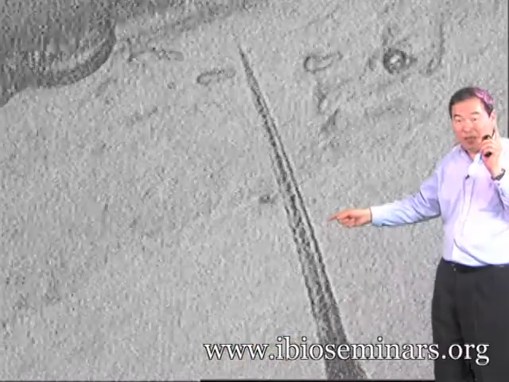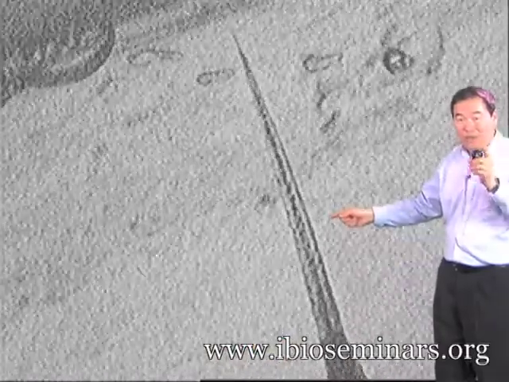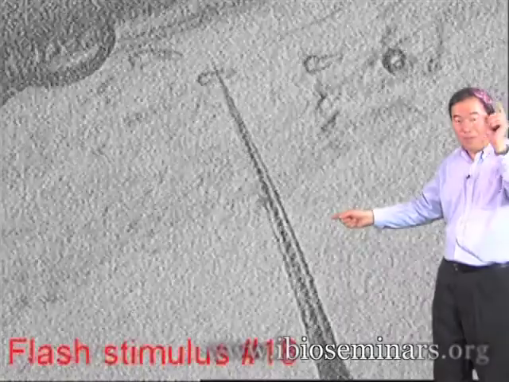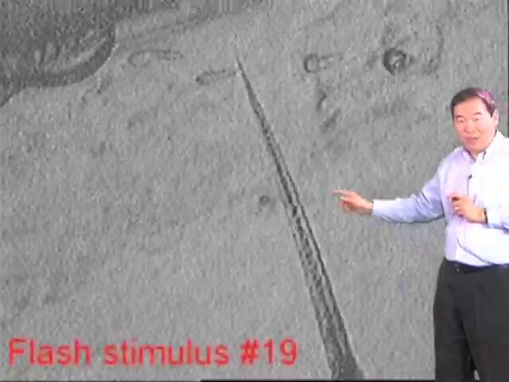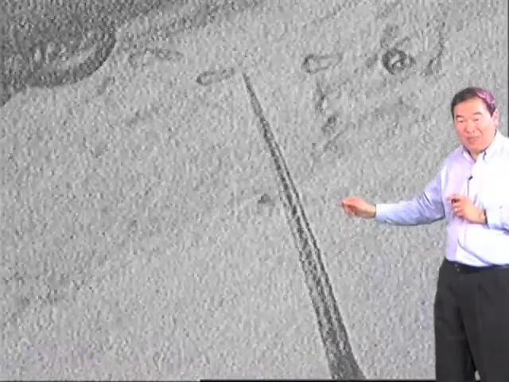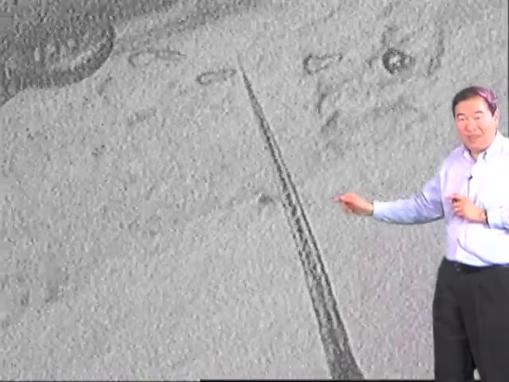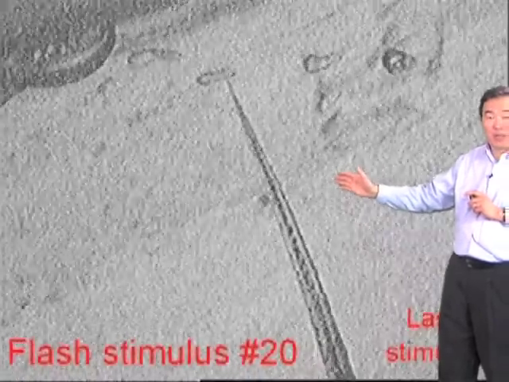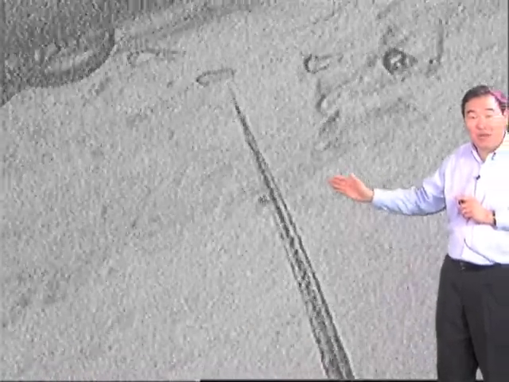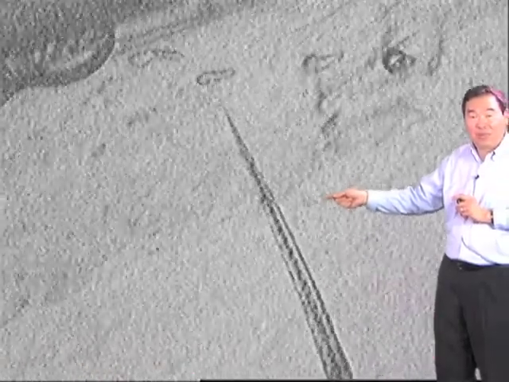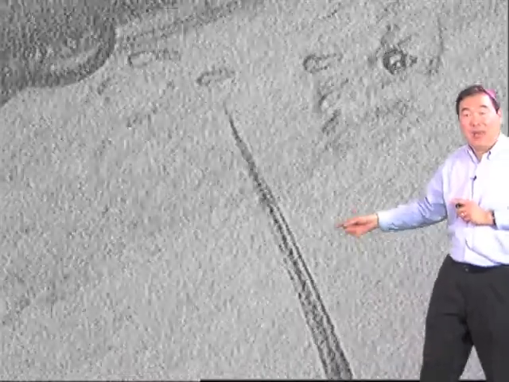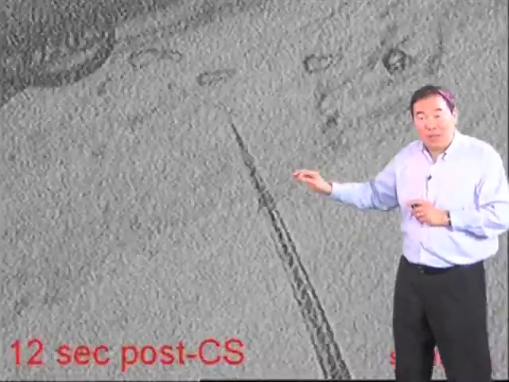Another 6 seconds, the tail flipped in response to the flash. Notice that they start to wiggle even before the flash is on. They remember that, see? The flash. So this is the end of the conditioning stimulus. Now 6 seconds later, it flips. Another 6 seconds. So in the absence of conditioning, the fish actually remember the 6 second interval and then flip again.